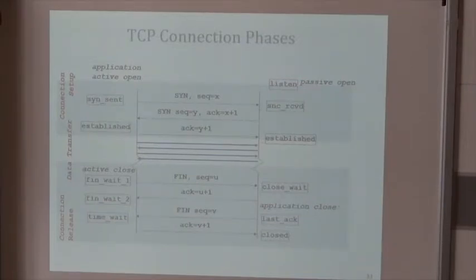What's the value of doing this? Why do we have this fairly clumsy procedure? Why can't we simply say, if I have something to say, I open the connection and I start with initial data? Why don't we do that?